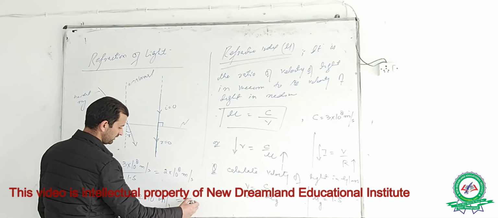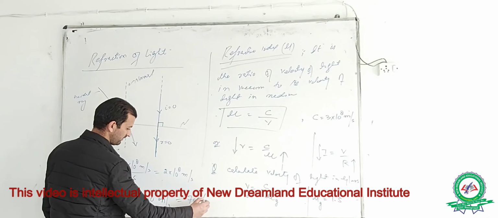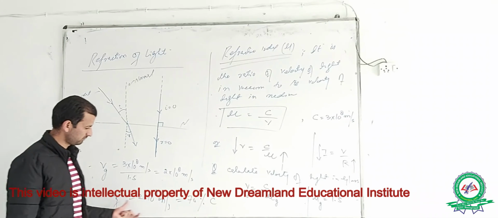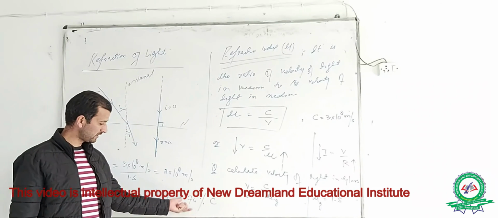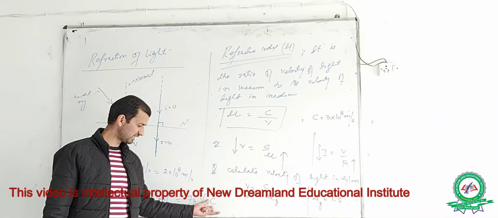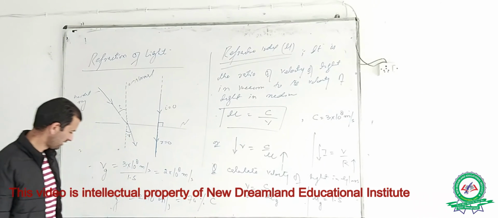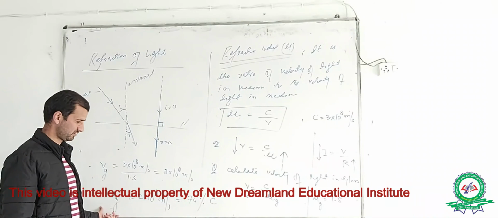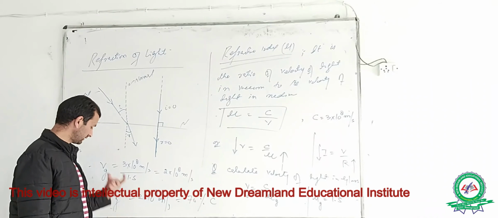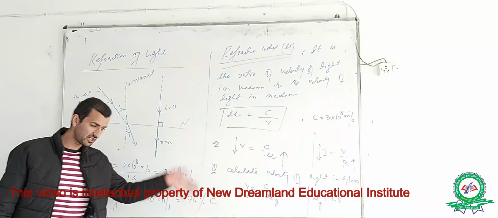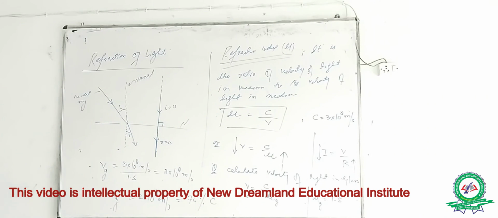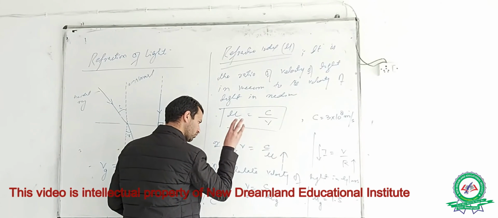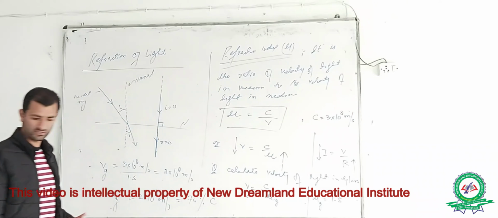And this is 70% of the speed of light. The velocity of light in glass is 70% of c, its velocity in vacuum. In other words, light loses 30% of its speed when it travels through glass. So knowing the refractive index of a medium, if the refractive index of a medium is given, we can calculate the velocity of light in that medium.